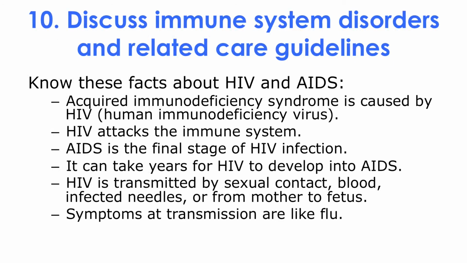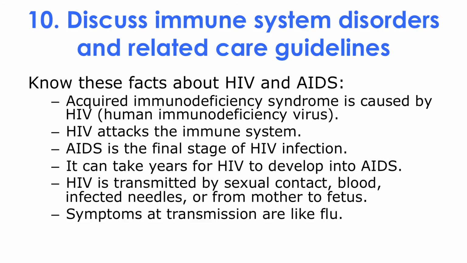So, we need to be able to know facts about HIV and AIDS. Once again, it's acquired immunodeficiency syndrome. It's caused by the HIV virus, okay? HIV attacks the immune system, and it breaks down your immune system so that you cannot fight any opportunistic infections, okay? It can take years for HIV to develop into AIDS. HIV is transmitted by sexual contact, blood, infected needles, and can also be transferred from mother to fetus, okay?